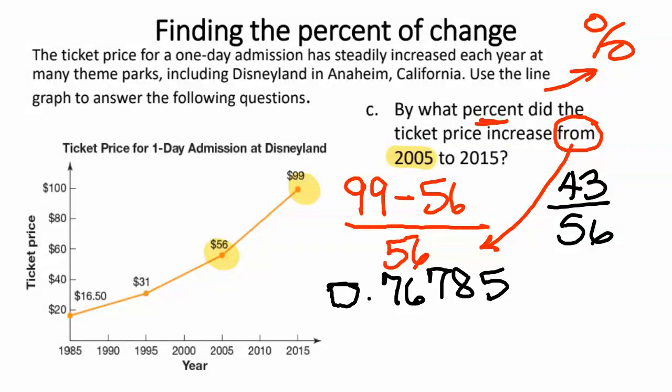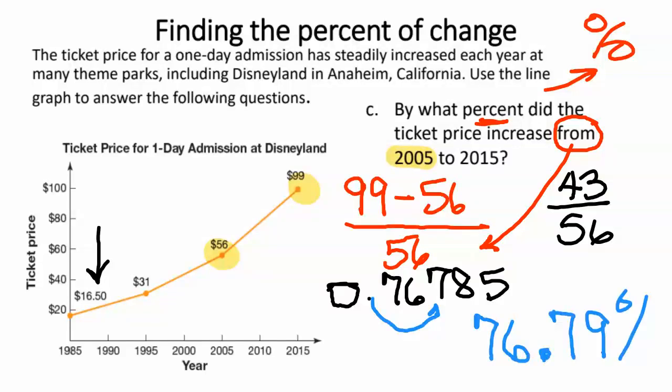0.76785. Well, remember, this $16.50 is not part of the calculations in this problem, but it is part of the story. So therefore, I am moving this decimal 2 places, which means I will get 76.79%. Okay.